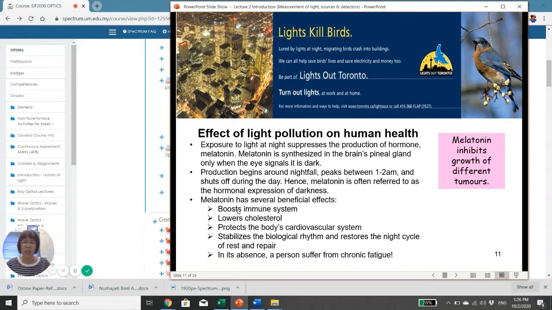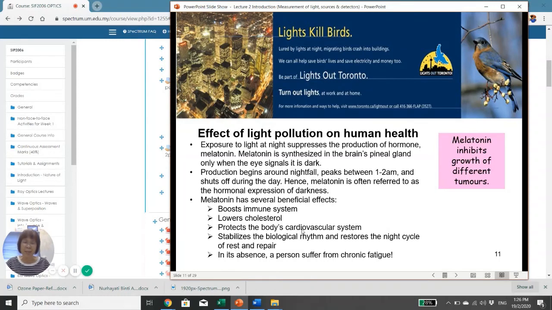Now, melatonin has a few benefits to us. It boosts our immune system, lowers the cholesterol, protects our cardiovascular system, stabilizes our biological rhythm, and even restores the night cycle of rest and regeneration of cells that are under stress.